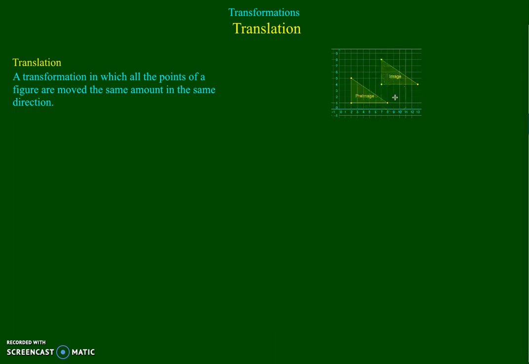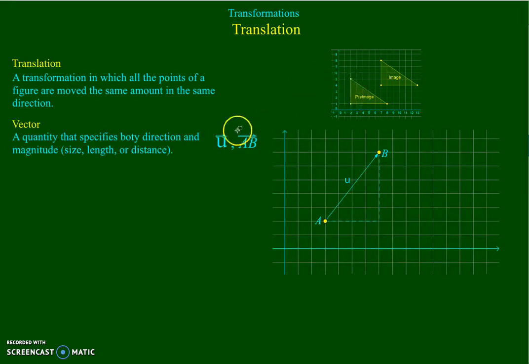If all we had was that terminology, moving 6 to the right and 3 up, or 6 to the left and 4 down, it would be rather tedious to define a transformation for an entire object. It's not too bad with 3 points, but if the figure had more points, it would start to get rather tedious. Fortunately, we have other mechanisms. The first of those mechanisms is called a vector. A vector is a quantity that specifies both direction and magnitude, that is, size, length, or distance.